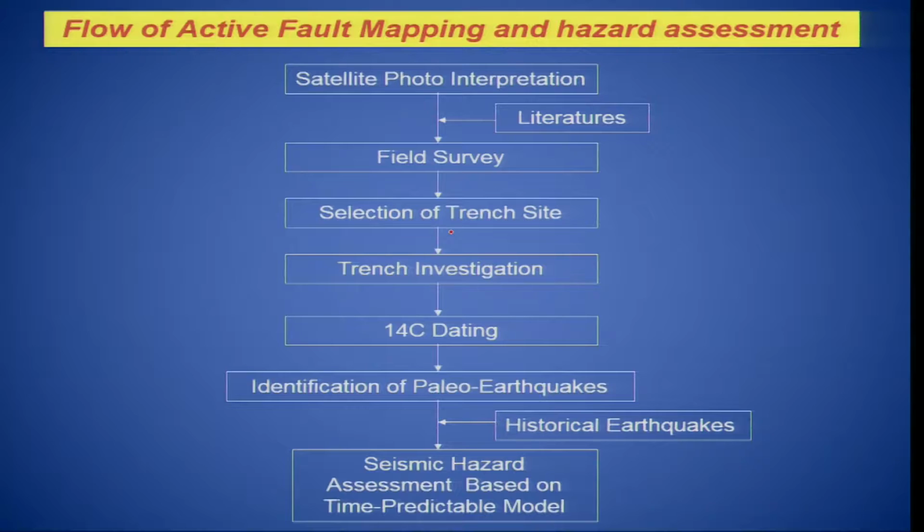So, this is a flow chart of how we do the studies, like paleoseismic studies, how we are doing them and what is the outcome of that. So, first what we do is the satellite photo interpretation, and also the literature survey. From the literature survey we try to look at the historical documents.